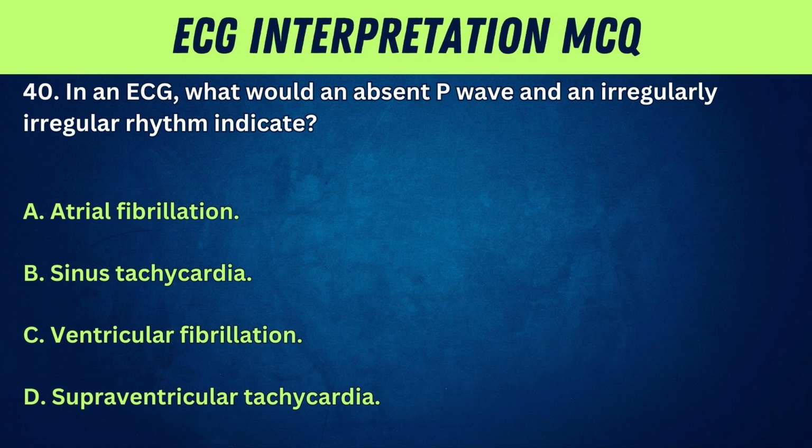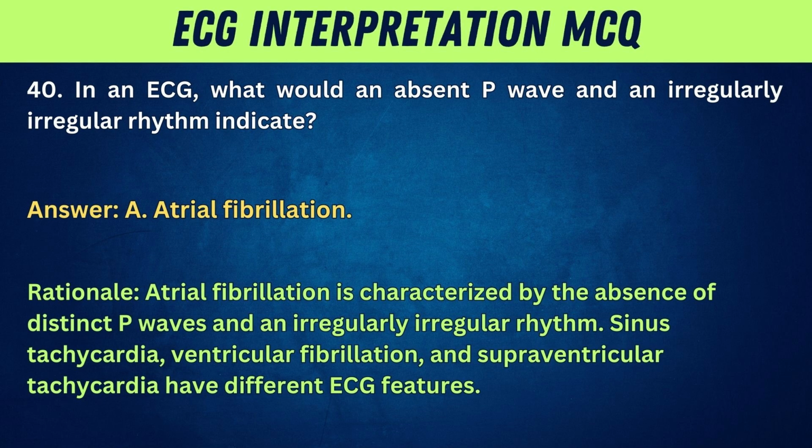40. In an ECG, what would an absent P wave and an irregularly irregular rhythm indicate? A. Atrial fibrillation. B. Sinus tachycardia. C. Ventricular fibrillation. D. Supraventricular tachycardia. Answer: A. Atrial fibrillation. Rationale: Atrial fibrillation is characterized by the absence of distinct P waves and an irregularly irregular rhythm. Sinus tachycardia, ventricular fibrillation, and supraventricular tachycardia have different ECG features.